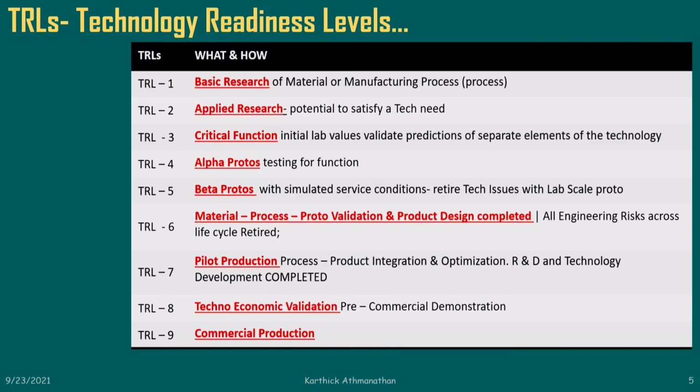So, you need to understand these technology readiness levels. The first one is basic research, next is applied research, then you have critical function, and then the alpha protos, beta protos. Then you start looking at the actual material production of testable prototypes, and you start doing product validation and reliability testing. In pilot production, you will do more reliability testing, and then you go into techno-economic evaluation in the market. So, finally, nothing works if it does not make money for everybody in the value chain.